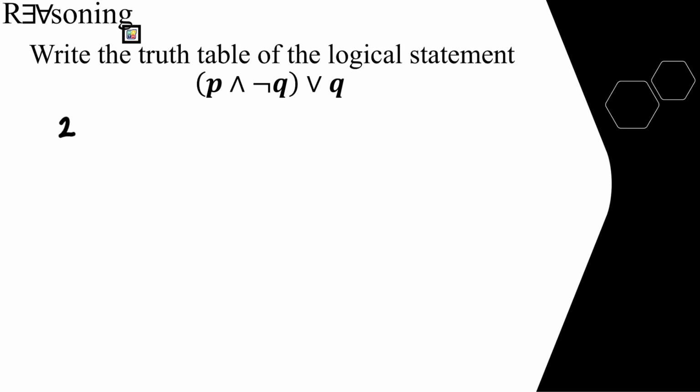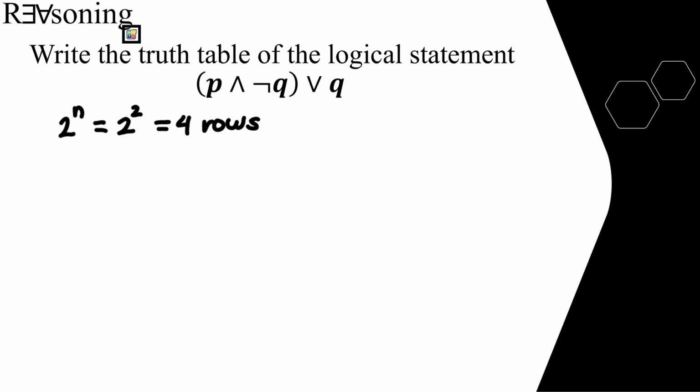2 to the power of n. Even if we have the not Q here, we still have two propositions, P and Q, so this is 2 squared. We don't count not Q as another proposition because it's just a version of our Q. This means you have 4 rows for our truth table.